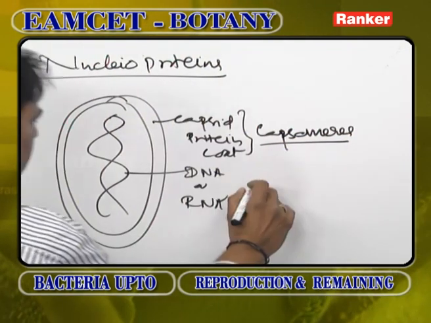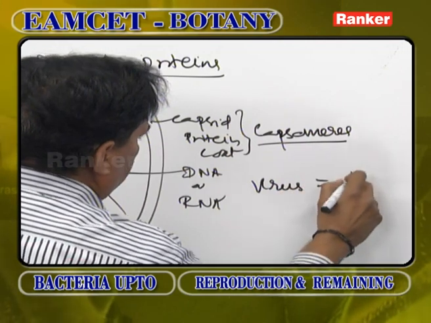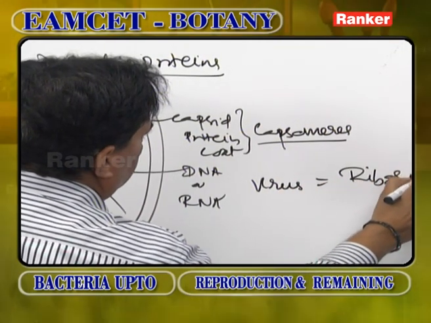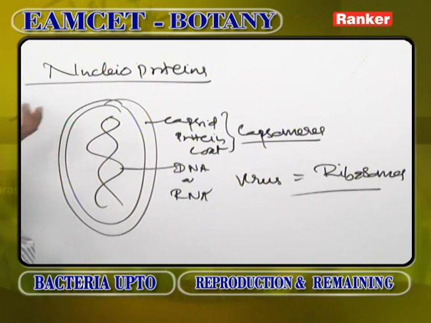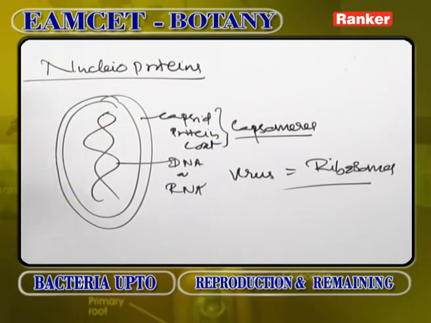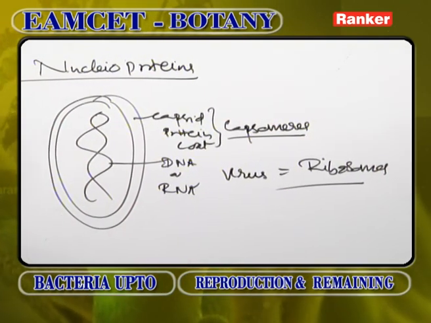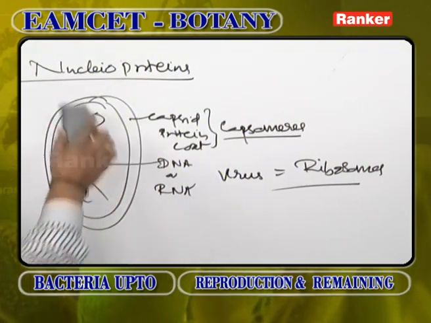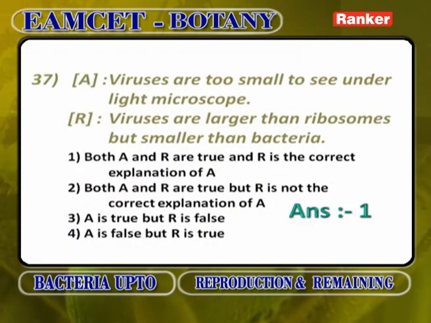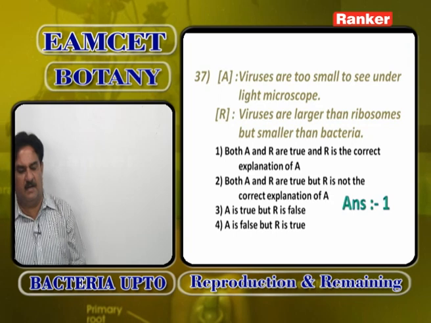Based on that structure, viruses almost resemble ribosomes. Ribosomes are also nucleoproteinous structures. They help in protein synthesis. So, structurally every virus resembles a ribosome. Viruses are too small to see under a light microscope. They cannot be observed under a light microscope. Viruses are larger than ribosomes, but smaller than bacteria.